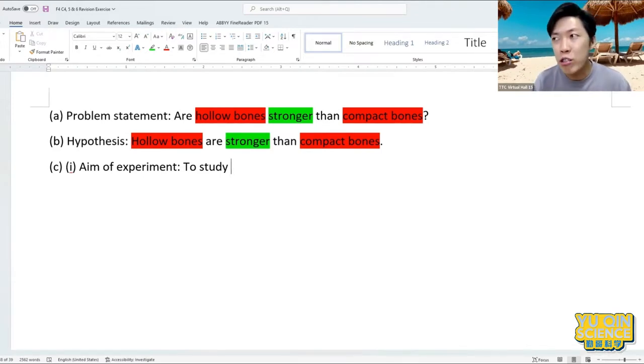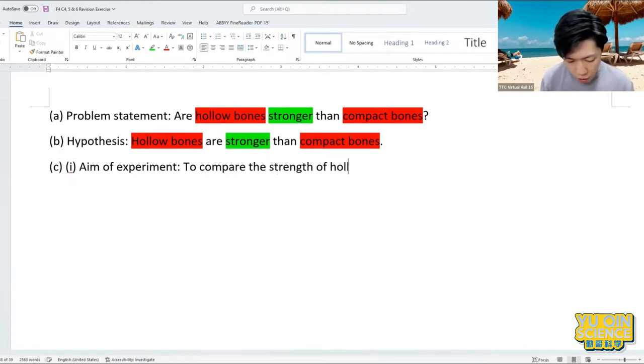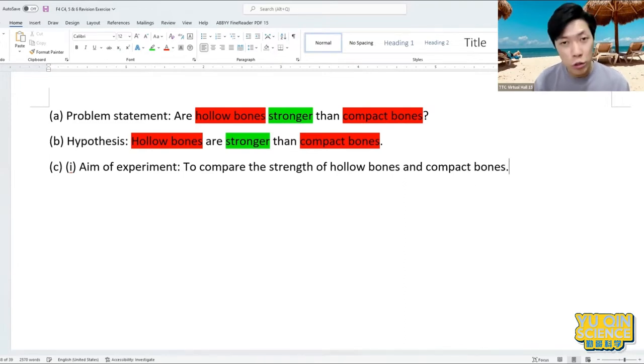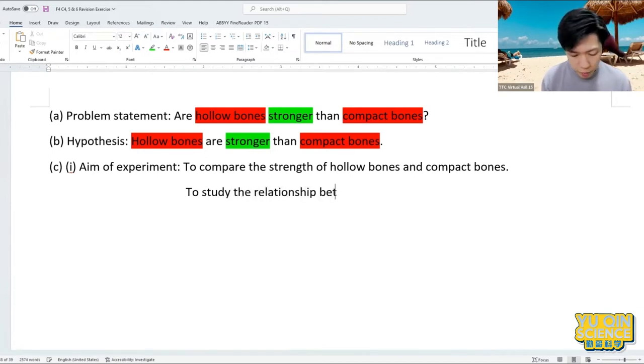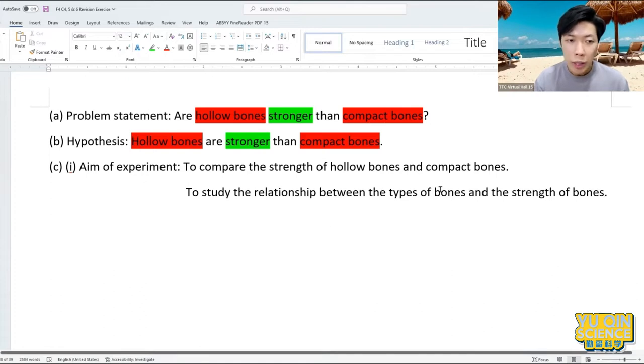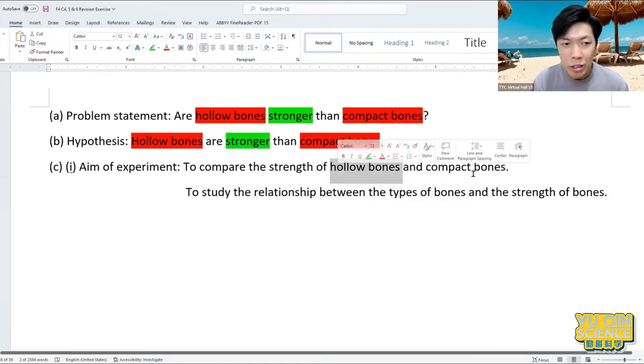So in this case, we are strictly comparing whether compact bones or hollow bones are stronger, right? So a more straightforward way to write is this: to compare the strength of hollow bones and compact bones. This is a more straightforward one, but I give you an alternative. You can also do the normal one, like to study the relationship between the types of bones and the strength of bones. But this one, because I write types of bones, it's not so specific like this one. It's straightforward, hollow bones and compact bones. Isn't that more straightforward? But both are applicable, doesn't matter.